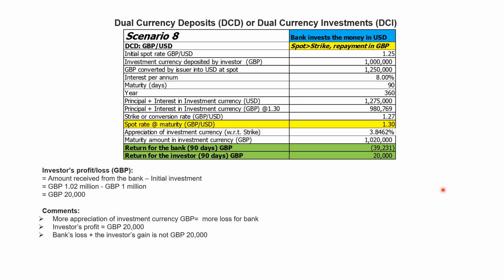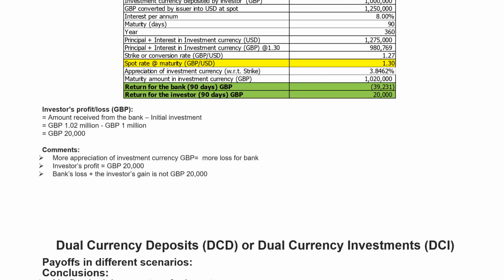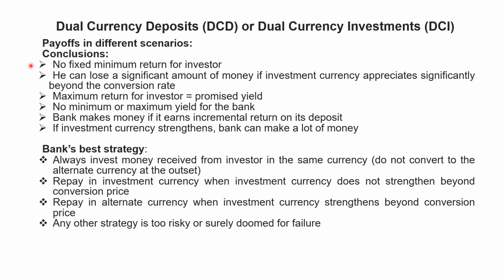As we can see from the scenarios, there is no fixed minimum return for the investor, and he can lose a significant amount of money in a dual currency deposit. And the maximum return for the investor is the promised yield. There is no minimum or maximum yield for the bank. The bank can make money if it invests the investor's deposit in GBP and earns a higher return than promised. Of course, if the investment currency strengthens, the bank can make a lot of money, especially if the investment currency's appreciation is significant beyond the conversion rate.